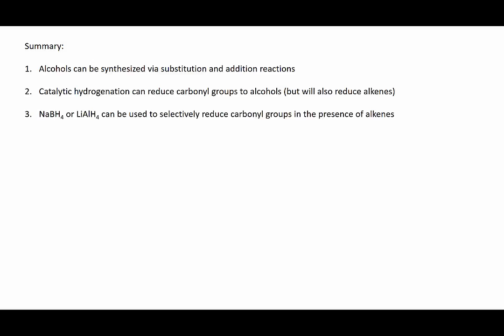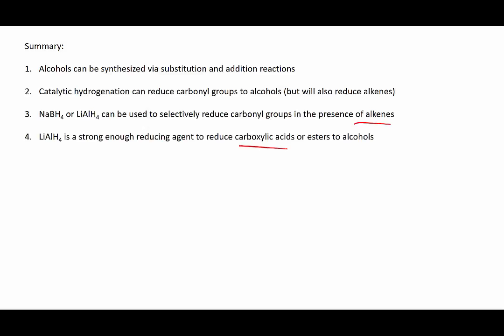To summarize, alcohols can be synthesized via substitution and addition reactions. Catalytic hydrogenation reactions can also reduce carbonyl groups to generate alcohols, but this will also reduce alkenes. We can use sodium borohydride or lithium aluminum hydride to selectively reduce carbonyl groups, and we can maintain our alkene functionality. And finally, lithium aluminum hydride is strong enough to actually reduce carboxylic acids or esters to alcohols. Sodium borohydride is not strong enough to perform these reductions.